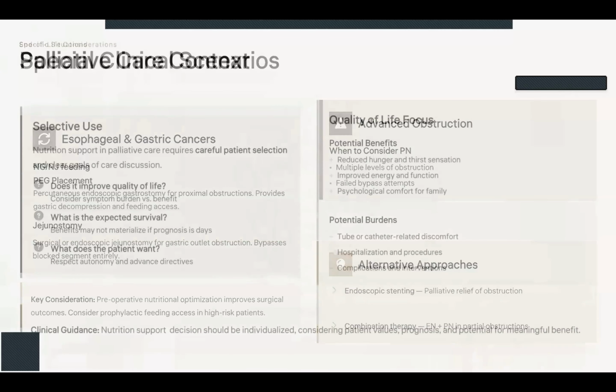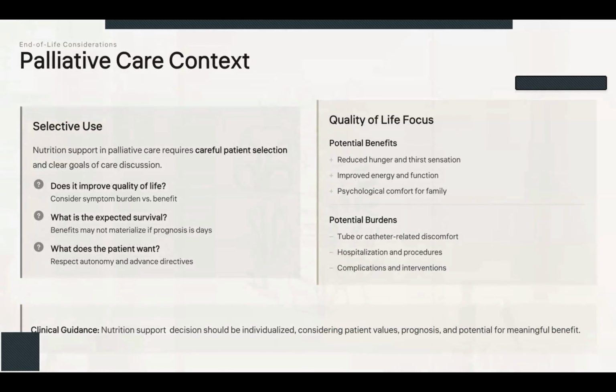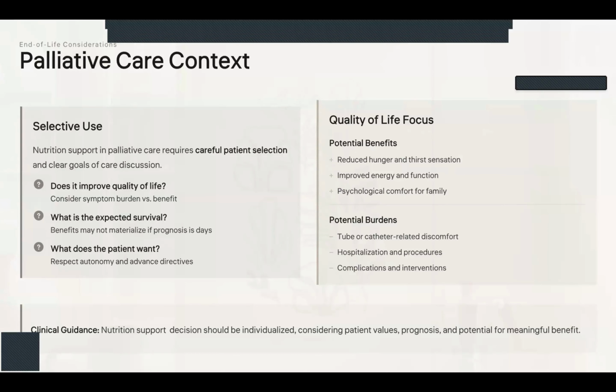So a little bit about the palliative care context. Palliative care presents unique challenges when it comes to nutritional support. Clinicians must carefully evaluate whether the nutrition will truly improve the quality of life, consider the patient's prognosis, and respect the patient's preferences. While nutrition support may reduce hunger and improve comfort, it can also introduce burdens such as invasive procedures, complications, and hospitalizations. Therefore, these decisions again must be individualized and aligned with the patient's goals of care.